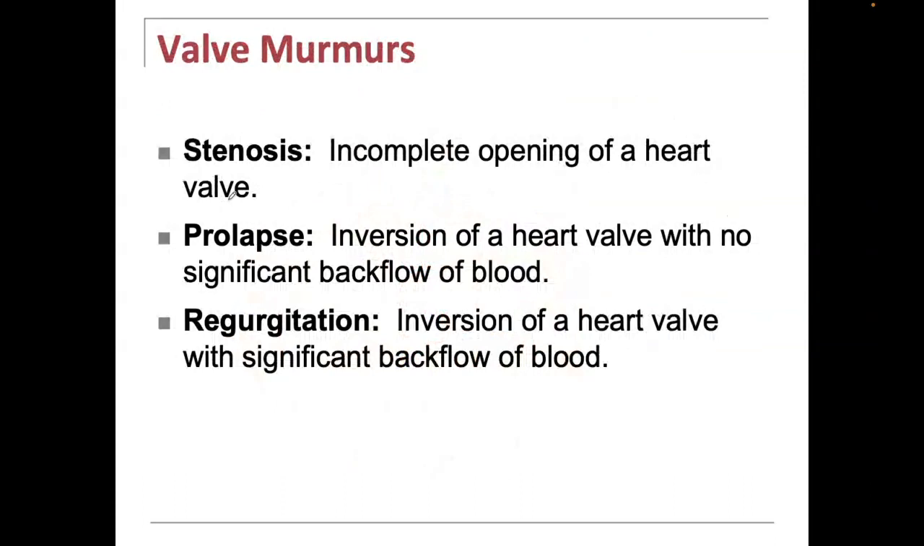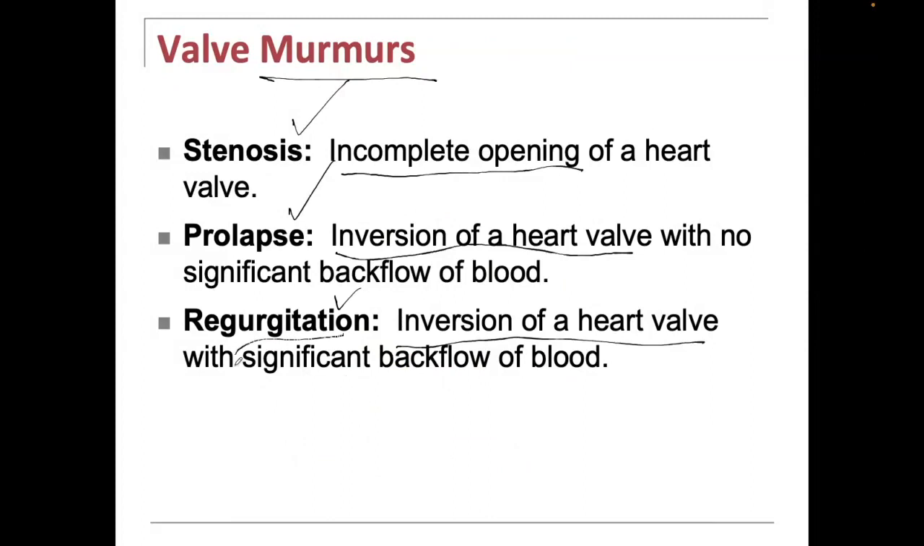So now, knowing the normal sounds, the lub-dub, lub-dub, once you know what normal is, anything outside of that they consider to be a murmur. Now, there are different murmurs. There's a stenosis, there's a prolapse, and regurgitation. A stenosis is an incomplete opening of the heart valve. A prolapse is an inversion of the heart valve, but there's no backflow of blood, whereas in a regurgitation, there's an inversion of the heart valve with backflow of blood.